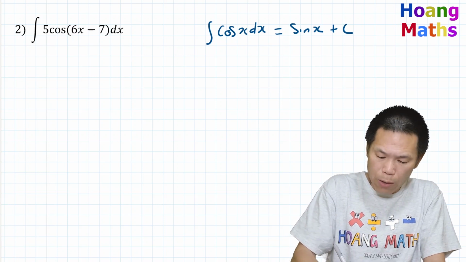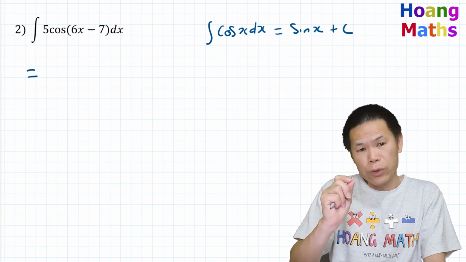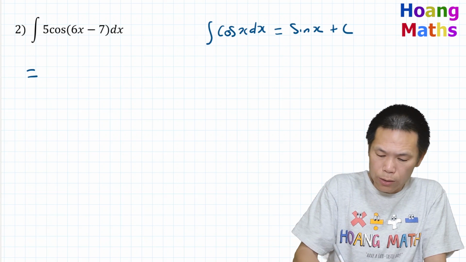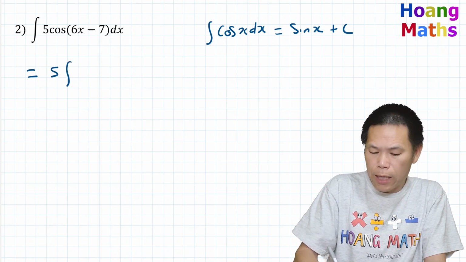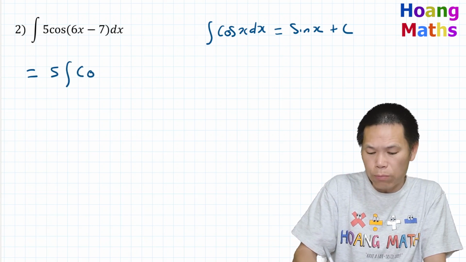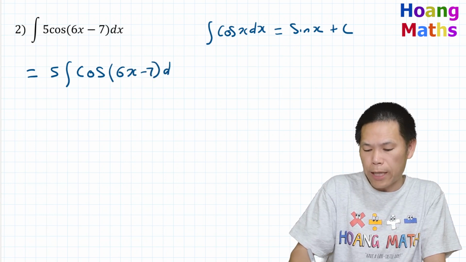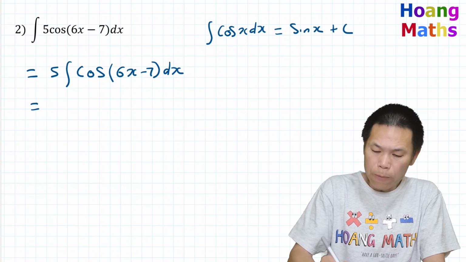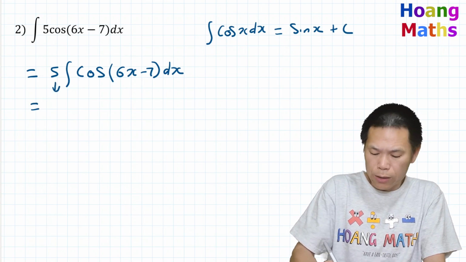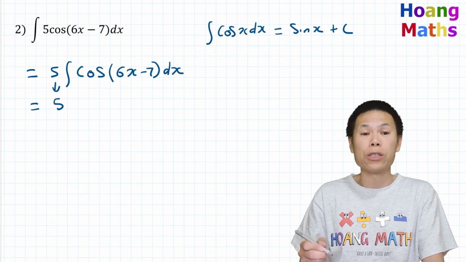Now, the 5, we can just take it out, so you can make it easier and simpler. You don't have to, but you can take it out. So 5 times the integral of cos of 6x minus 7 dx. That will give me, so the 5, I just write it down because it's just a constant.